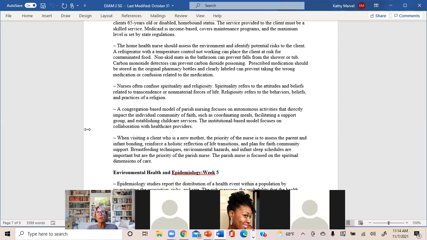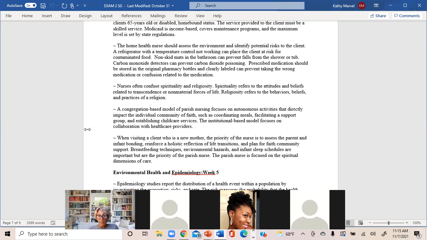Okay, and when we talk about faith community nursing, that is a particular faith in a particular place. Could be a mosque, it could be a church, it could be a synagogue. Okay. And then there's two types of models for parish nursing, the congregation-based model and the institutional. Okay. Do we know the difference between those? What's the difference between those two?